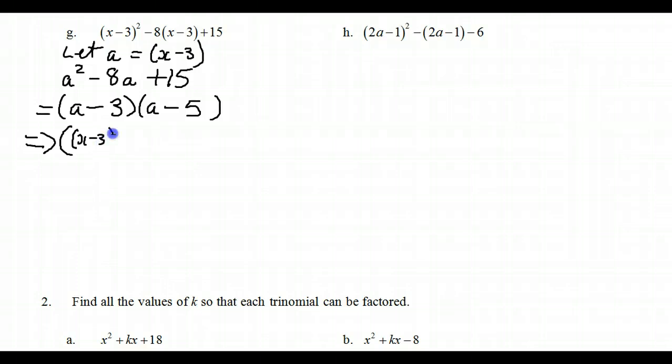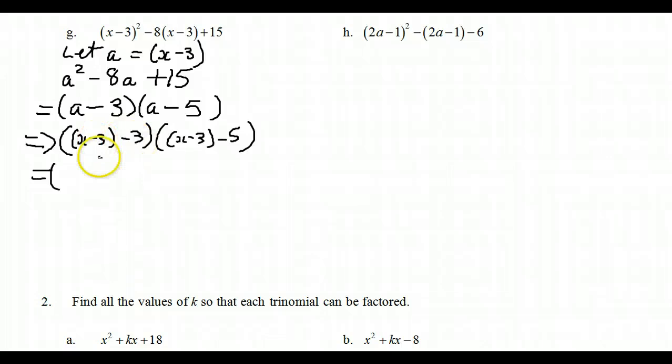So x minus 3 minus 3 and x minus 3 minus 5 gives me x minus 3 minus 3 is x minus 6, and x minus 3 minus 5 is x minus 8. And that is the complete factorization. In order to show that these two are the same, we would actually have to expand this out, collect all of these together, multiply these, and show that they were equal, which I'm not going to do.